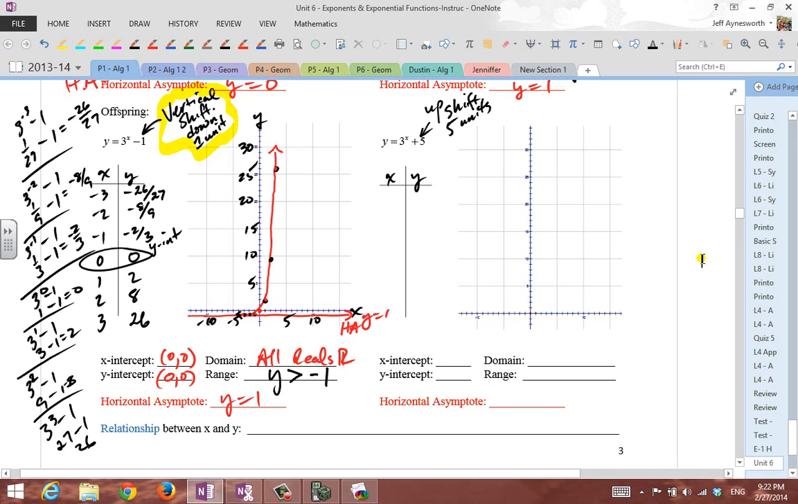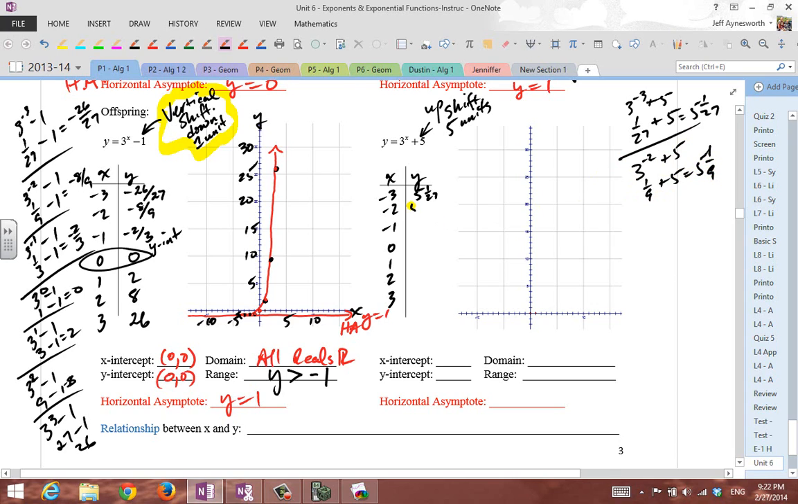The only thing we need to do is the next one. All right, here we go. So let's set up the domain. Let's substitute some values in. So 3 to the negative 3 plus 5 is 1/27th plus 5, which is 5 and 1/27th. 3 to the negative 2 plus 5 is 1/9 plus 5, or 5 and 1/9. 3 to the negative 1 plus 5 is 1/3 plus 5, or 5 and 1/3. 3 to the 0 plus 5 is 1 plus 5, or 6.